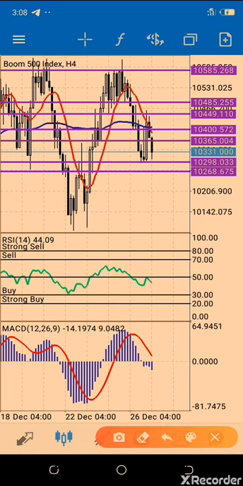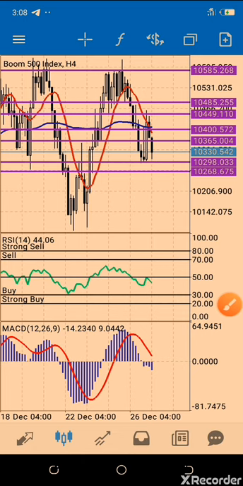Okay, then look at this. When price got here, what did I tell you about this kind of market movement? Consolidation is consolidating. So it's trying to decide whether to go higher or to drop lower. And as you can see from here, the price began to drop lower. So now we are in a downtrend. So this is how you know a downtrend or an uptrend.